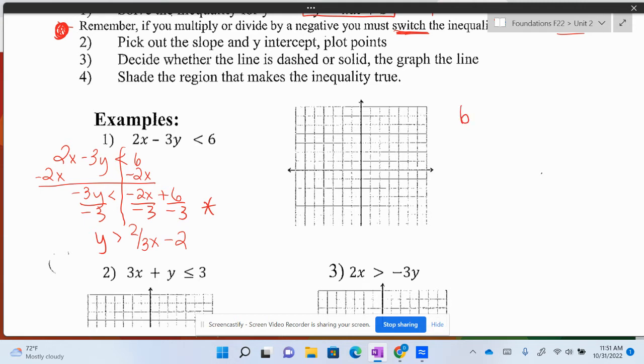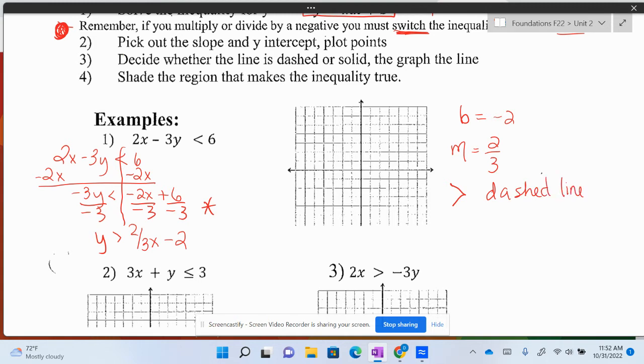So where do I begin? I begin at negative 2. What is my slope? 2 over 3. Is my line going to be a solid line or a dashed line? Here's my symbol. Does that make that line solid or dashed? Dashed line. Good job.